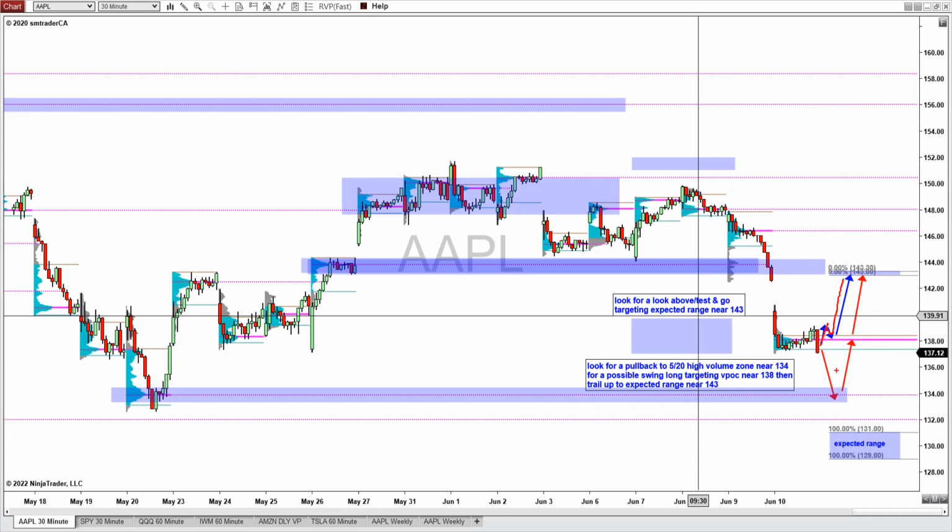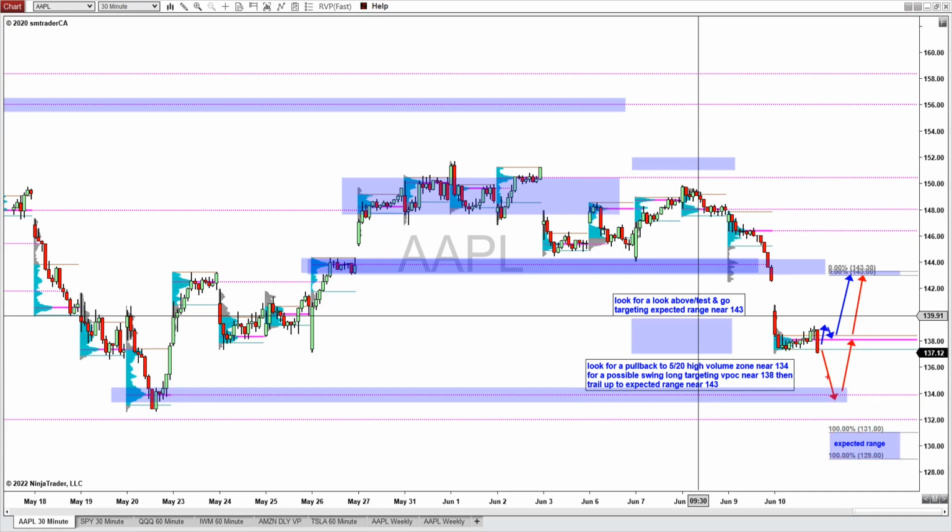And if you want to play the short, then basically look for a break of this value area and short it down to this 134. And if it's unable to get back above this value area and continues to break down, look for this 132 point of control and then into the lower range of the expected move down at 131, 129.